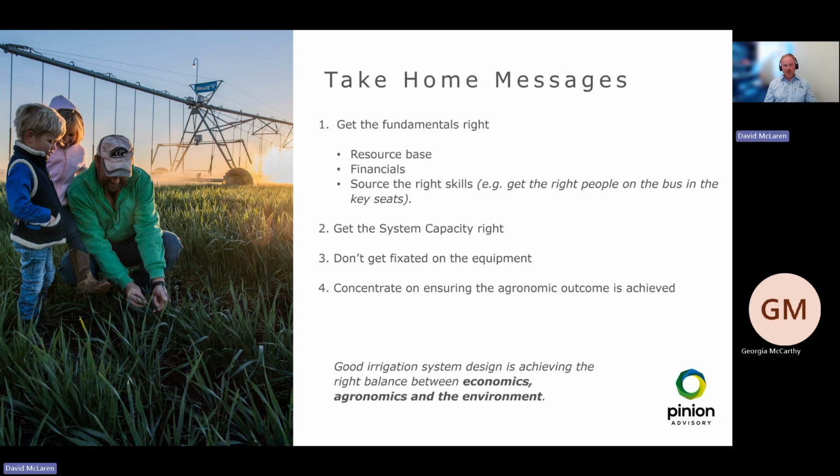zone. And I'll come back to that point that I started with, that good irrigation system design is achieving the right balance between economics, making money, agronomics, getting water to the crop root zone, and also good irrigation design shouldn't be a detriment to the environment. So we don't want to have lateral movement of water, creating sediment, runoff, fertilizers leaching through the profile, all of those ugly implications that can result in over-irrigating. So it's so important to get that balance right with good irrigation system design.